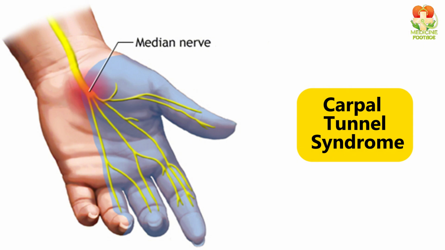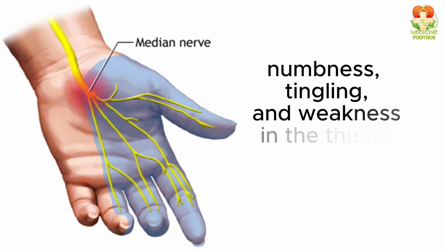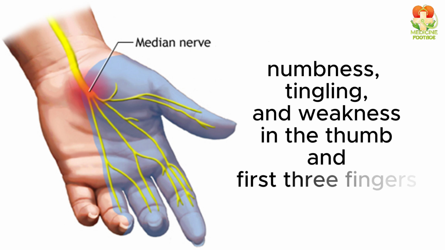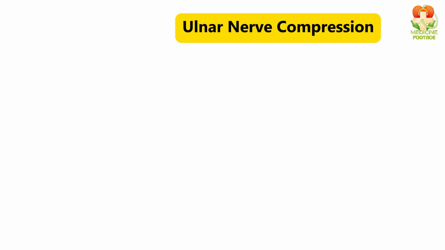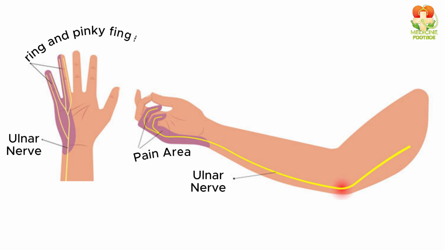Carpal tunnel syndrome. It is compression of the median nerve at the wrist, and causes numbness, tingling, and weakness in the thumb and first three fingers. Ulnar nerve compression. It is often seen in cubital tunnel syndrome, resulting in numbness in the ring and pinky fingers and difficulty with fine motor tasks.